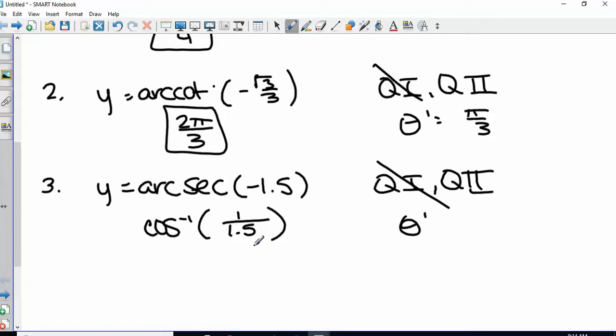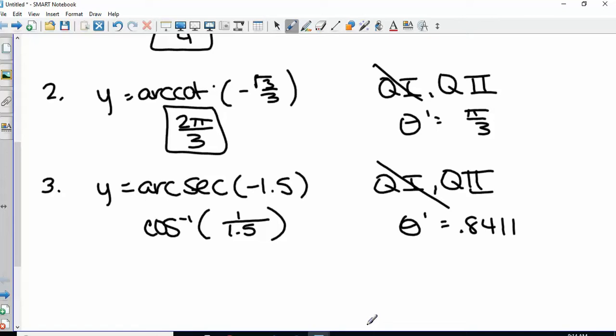So everybody grab a calculator here. We are in degree mode. Or sorry, not degree, we're in radians. So radian mode, then type in cosine inverse of 1 over 1.5. So my reference angle is 0.8411. We need that to be in quadrant 2.